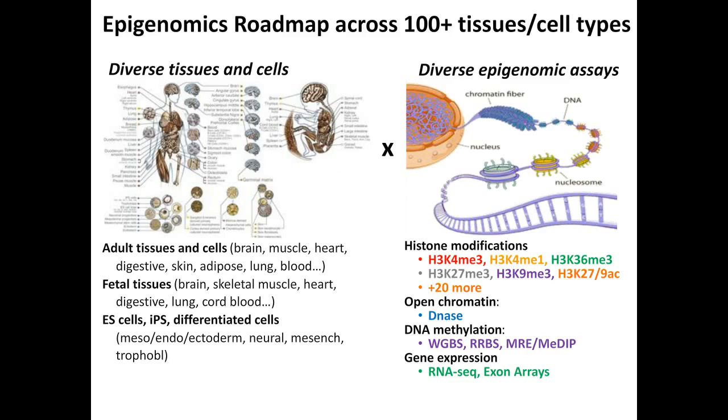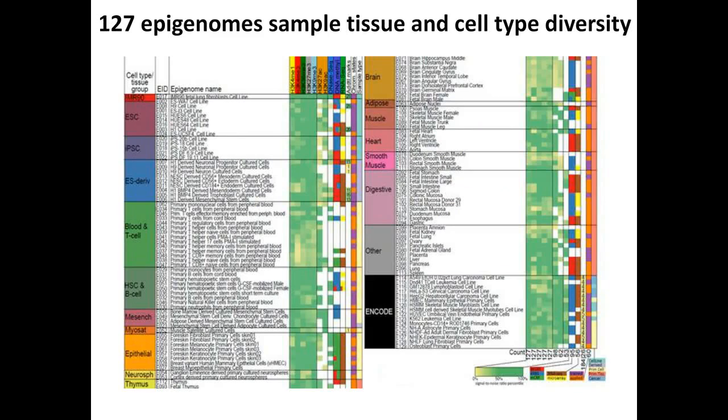So we have systematically mapped a large number of these histone modifications, open chromatin, as well as DNA methylation, and the output of all of these processes based on gene expression by RNA-seq in more than 100 different cell types. So the resulting data matrix looks something like this, where there's 127 different epigenomes, and for each of those, we have a large number of chromatin marks. You can see here that those five marks that I described earlier are mapped on every epigenome, and then a large number of additional marks are mapped in a subset of epigenomes.